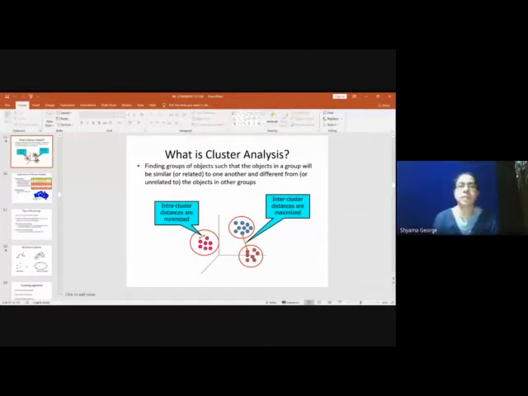What is cluster analysis? We are finding groups of objects such that objects in a group will be similar to one another and different from objects of other groups. So here you can see that there are three clusters. We formed three groups. And our objective is to minimize the intra-cluster distance, that is, distance within the cluster is minimized, and distance between clusters, inter-cluster distance, is maximized.